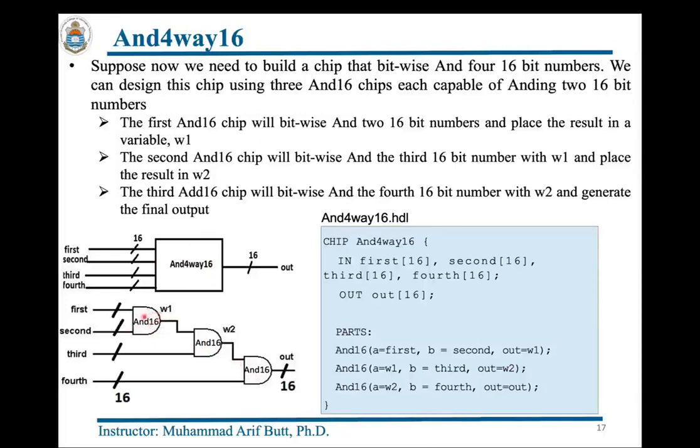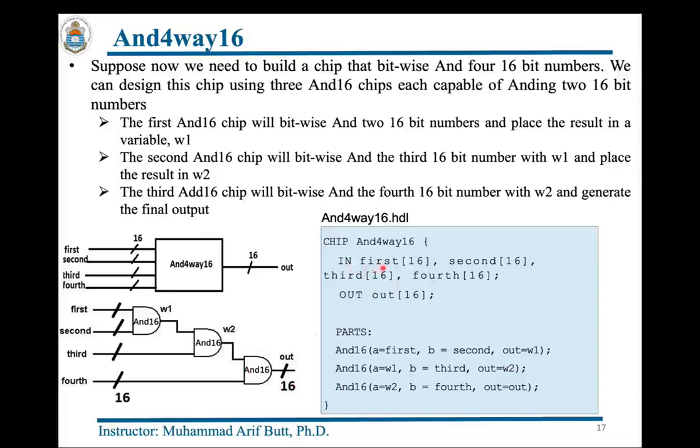So we have an AND 16 chip, which is bitwise ANDing the first and the second 16-bit numbers, and generating a 16-bit output W1. Then this AND 16 chip is bitwise ANDing the number at W1 and the third number, and generating a 16-bit output at W2. And this AND 16 chip is bitwise ANDing this W2 with the fourth 16-bit number and generating the final output, which is also 16-bit. And if this is clear to you, you can easily write the HDL for this chip.